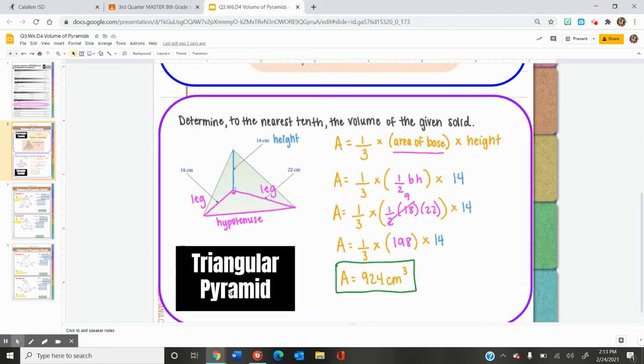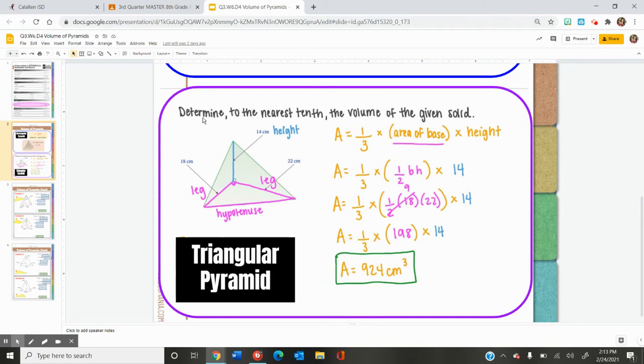Now looking here, you can also have a triangular pyramid. So here, this is just an example. It says determine to the nearest tenth the volume of the given solid. Now remember that the formula is volume equals 1/3 times base times height. So this is what this says here. 1/3 times big B stands for area of our base times our height. Now here, looking at our image here, if you notice here, they labeled this as leg, and hypotenuse. Again, that extends to the Pythagorean theorem, to which you can use that if you have a missing side that you need to find, a missing length that you need to find.